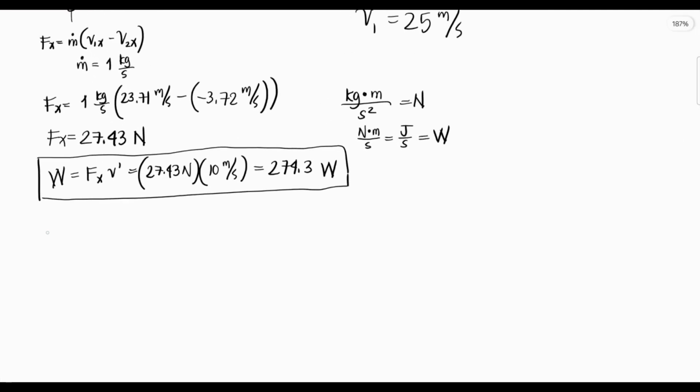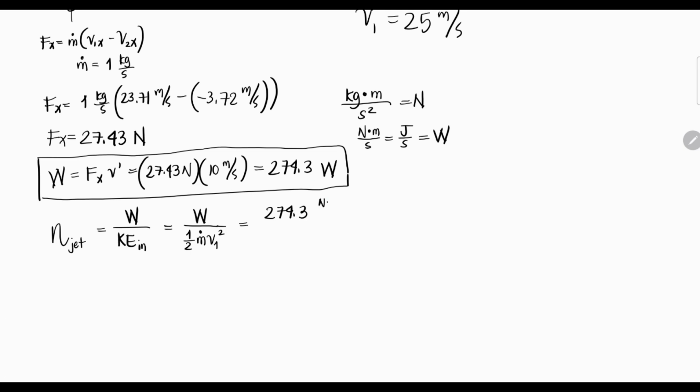Paano naman pag tinatanong yung efficiency ng jet? Efficiency ng jet. Although wala sa problem, pwede rin kasing itanong ito. So, the efficiency of jet is equal to the work over the kinetic energy in. So, that is work over, ano ba yung kinetic energy? Formula ng kinetic energy, that is 1/2 m flow rate. V, ano yung V na gagamitin natin? Since this is input, that is V1 squared. 1/2 mv squared. So that is 274.3.